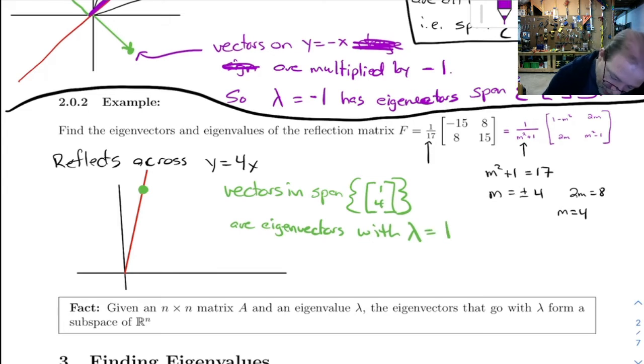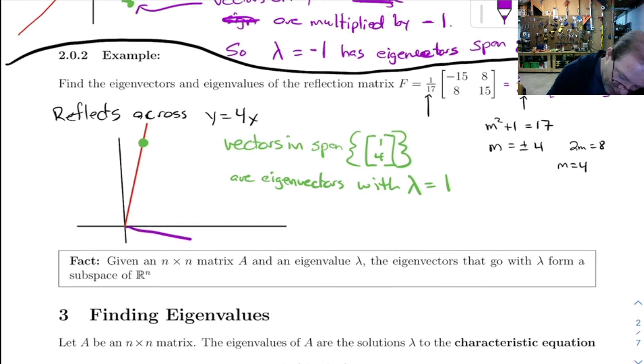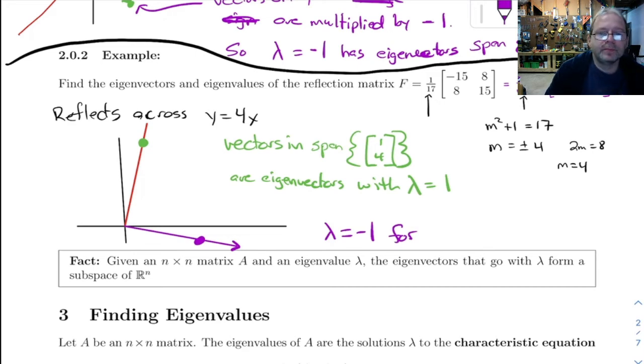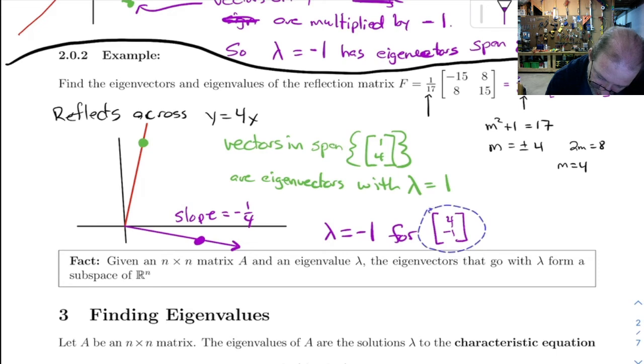And the vectors that are at a 90-degree angle to this, those are going to have an eigenvalue of -1. And those vectors, things that lie on this line would be, well, the slope of that, it's perpendicular to the other one, so the slope is going to be -1/4. So a point that's on there would be, say, 4, -1. And I guess I should say the span of this.